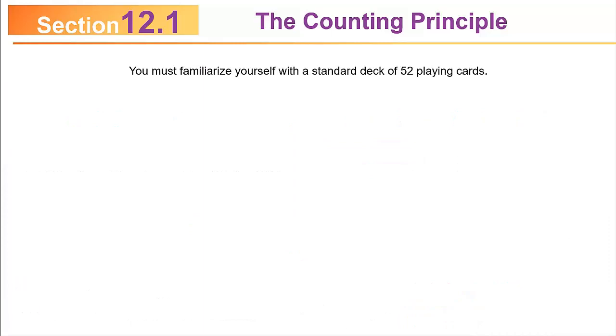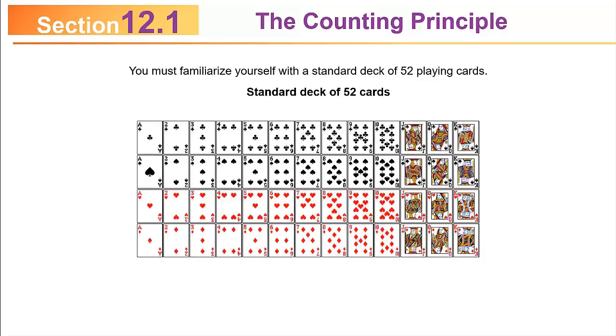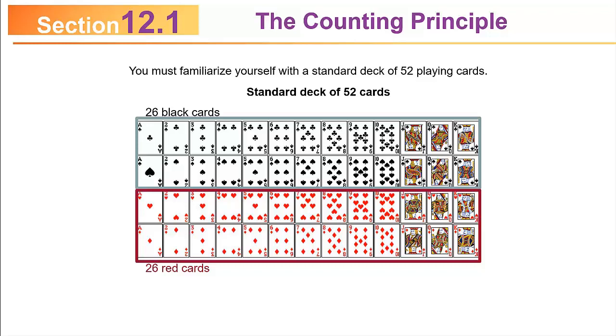One thing you'll find out about this chapter is that you're going to have to become relatively comfortable with the cards in a standard 52-card deck. And the sooner you do it, the better you are. A standard deck has 52 cards, and I've spread them out here. There are several things about this deck that you need to know. First of all, there are 26 black cards and 26 red cards, because 26 plus 26 is 52. Half the cards are black, half the cards are red.